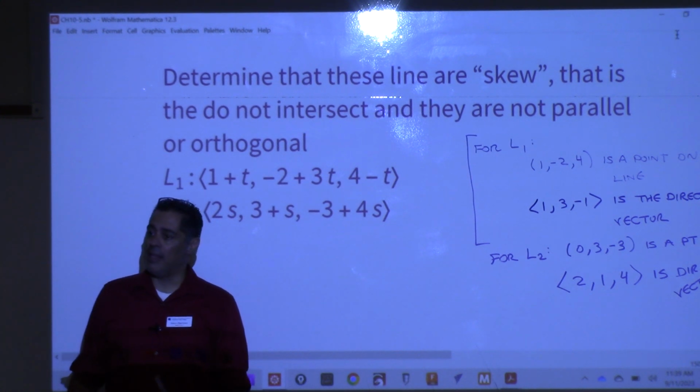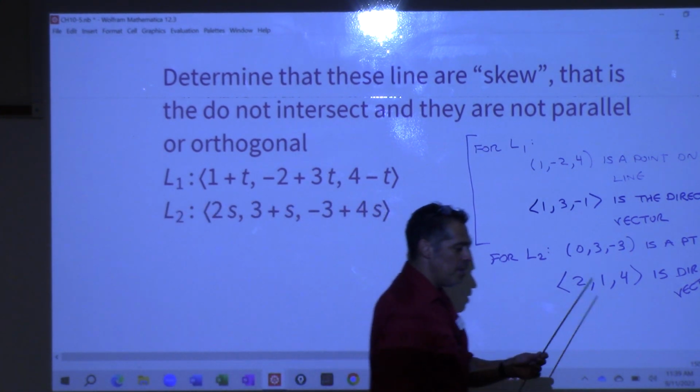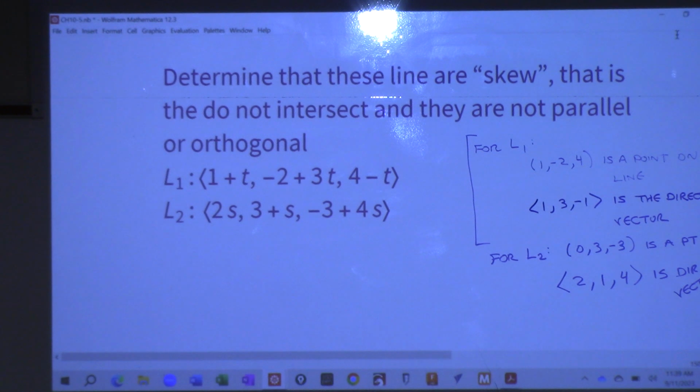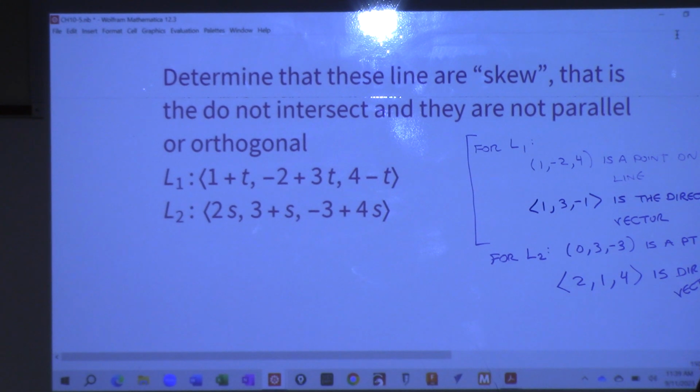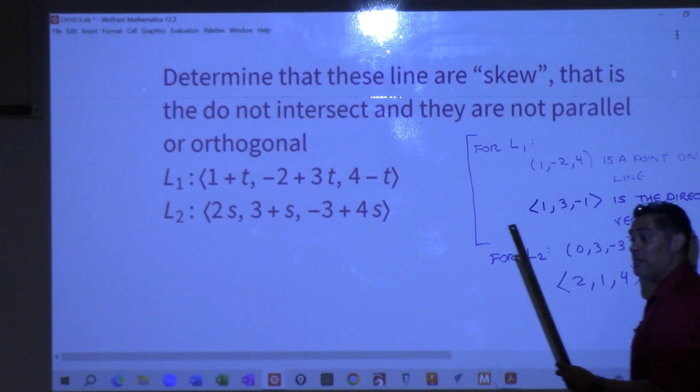So let's start with the easiest one. What do you think is the easiest of those three things that we have to show? That they don't hit, that they're not parallel, and they're not orthogonal. Which of those three do you think is the easiest to show? Orthogonal. That they're not orthogonal. Because if they were orthogonal, what would that mean? The dot product of what? Of the direction vectors, right?